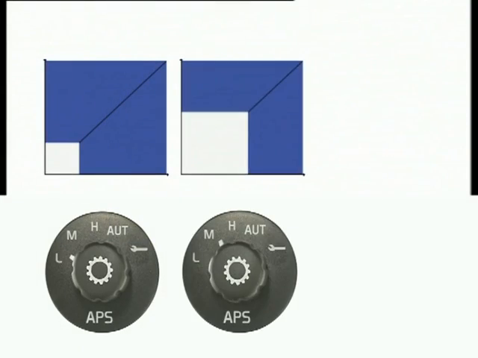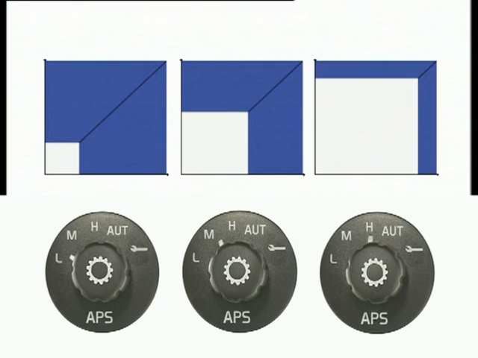In M mode, the machine shifts at a slightly higher RPM or traveling speed. In H mode, the area where no shifting occurs will be even larger. Here, the machine will only shift at higher RPMs and speeds.